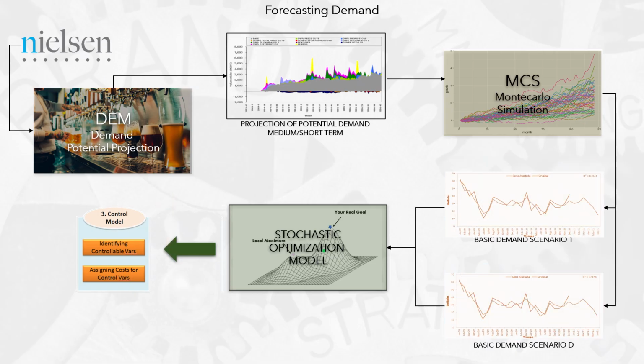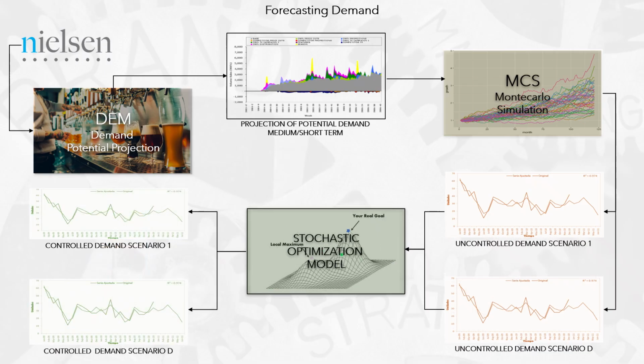If modeled in such a way that the optimization model determines the control variables, the input demand to that model will be reduced to the basic demand. In short, there are two steps to demand forecasting: the natural one, and the company-controlled one.